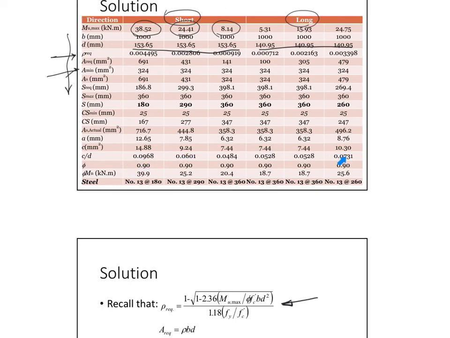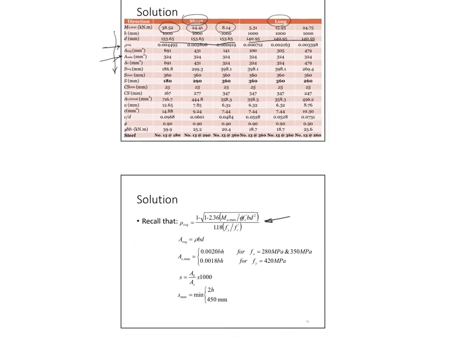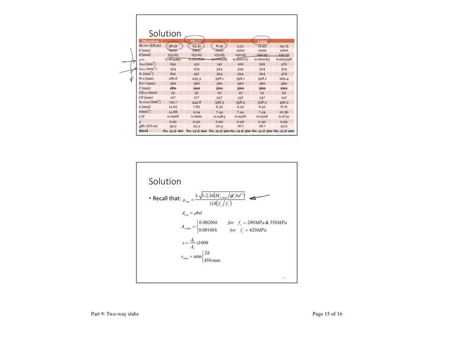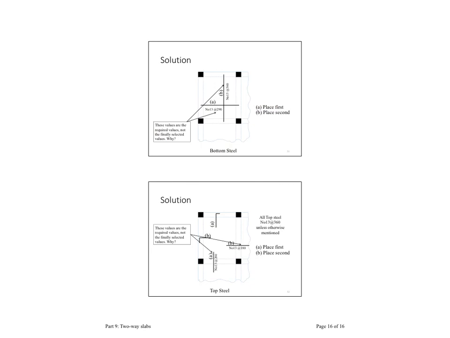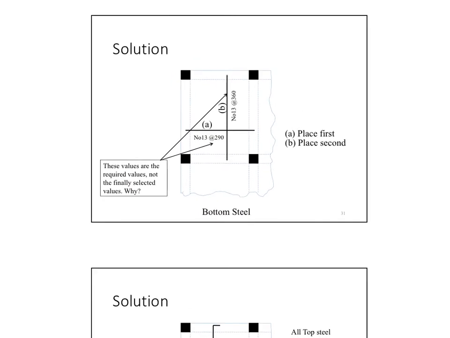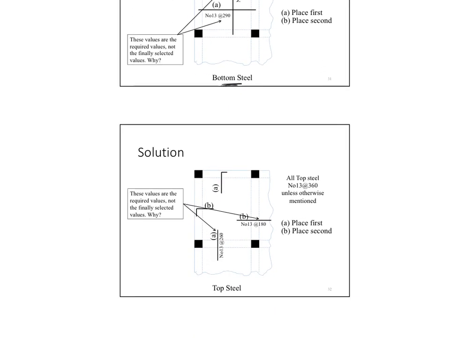They're all less than 0.375, so all our phi are 0.9. And then I calculate my phi Mn and provide a layout of how my steel will end up being. Once I got this, I will sketch my plan with the bottom steel, and for the top steel, this is how they look.